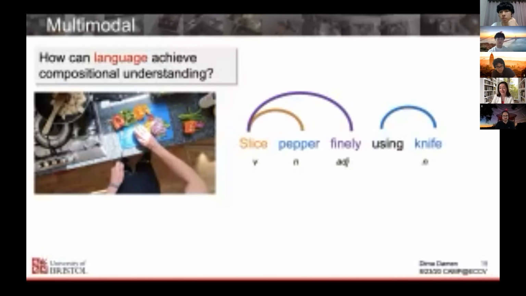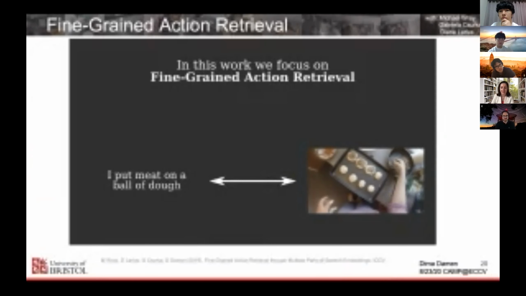They're not great, actually, these parsers, but I think if you figure your way around them, you can get a decent parser, and that's what we've done for Epic Kitchens. So I'll tell you about two works that have achieved using language for compositional understanding. The first is this work we presented in ICCV last year.